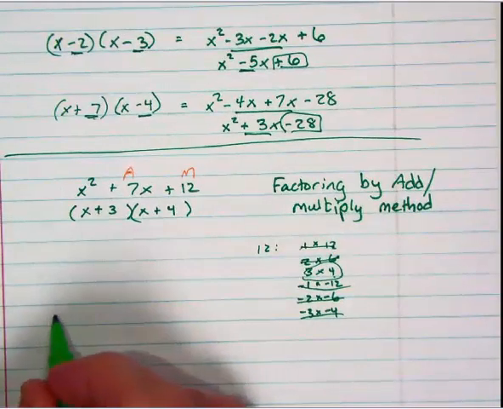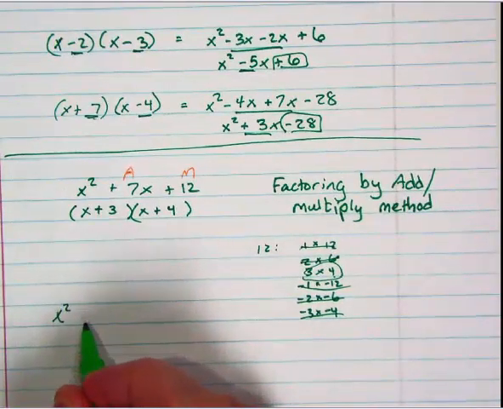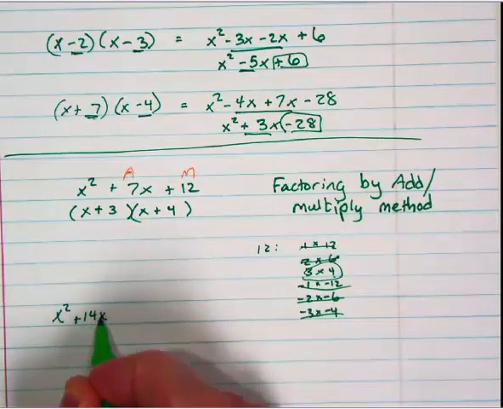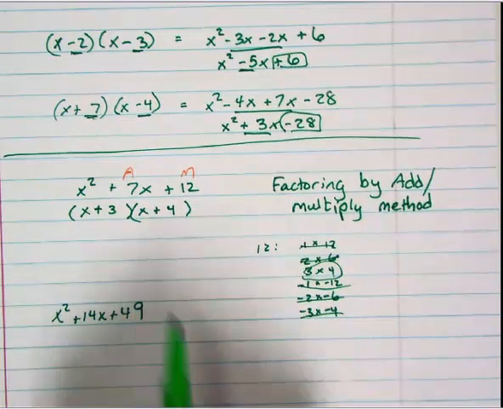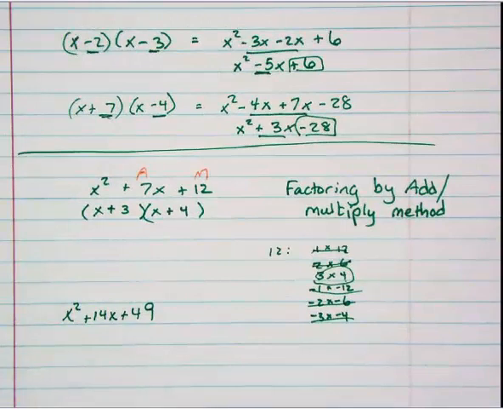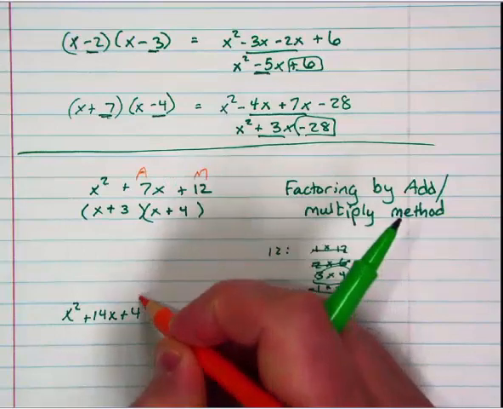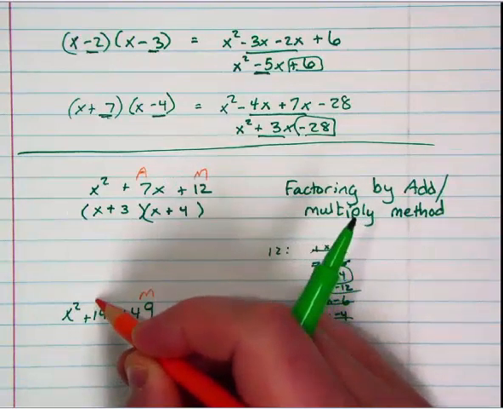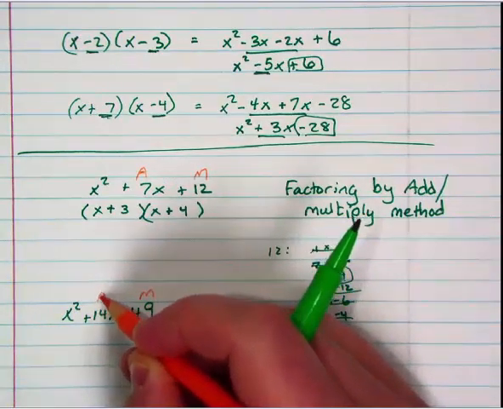So if I were to give you x squared plus 14x plus 49. Again, the first thing I'm going to do is look for a GCF. There isn't a GCF. So now I'm going to see, can I create two binomials that multiply to this trinomial? Are there two numbers that multiply to 49, and at the same time add to 14?